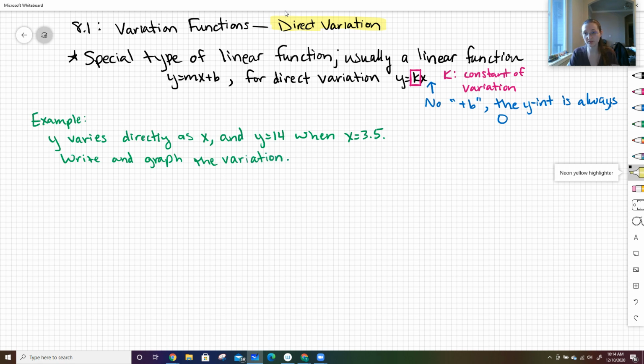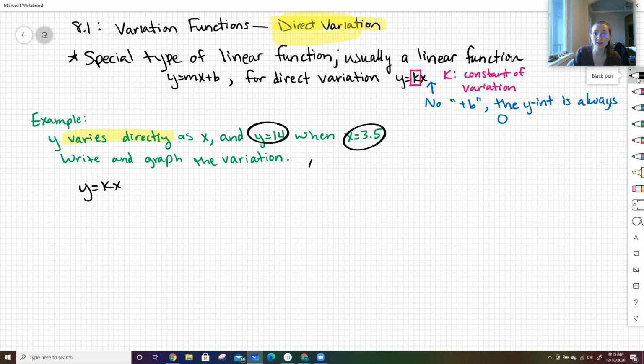Okay, so there are a couple of important things when you're dealing with variation problems. The problem itself will tell you what kind of variation. It says y varies directly, and we are dealing with direct variation. So that tells me that we're dealing with our formula y equals kx. Now the trick here is it gives me a y and it gives me an x, but we need to find k.